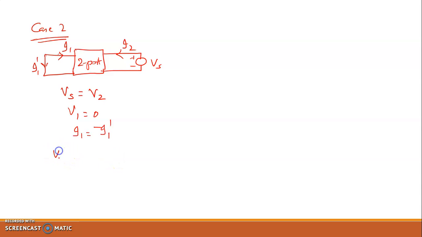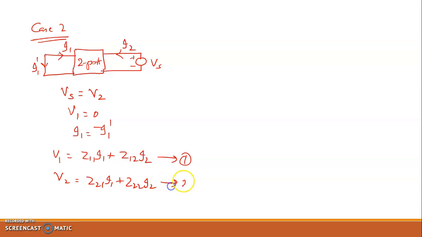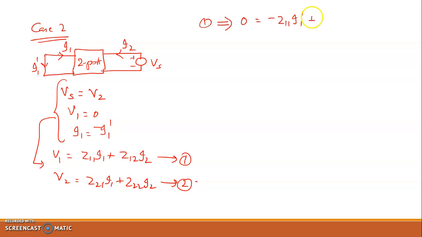Here also I am taking the same equations: V1 is equal to Z11 I1 plus Z12 I2, and V2 is equal to Z21 I1 plus Z22 I2. Let this be equation number 1 and this be equation number 2. Substituting these conditions in equations 1 and 2, from equation 1, V1 is 0, so 0 is equal to minus Z11 I1 dash plus Z12 I2.